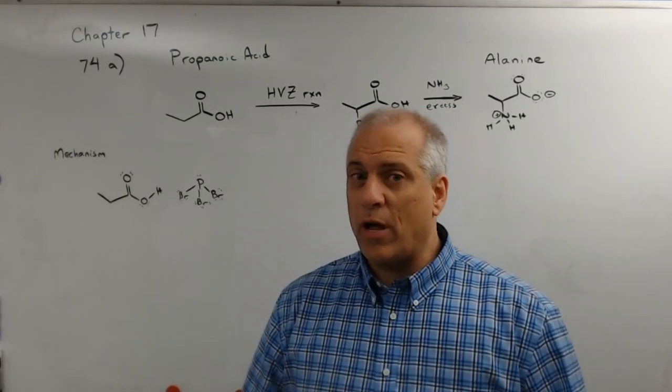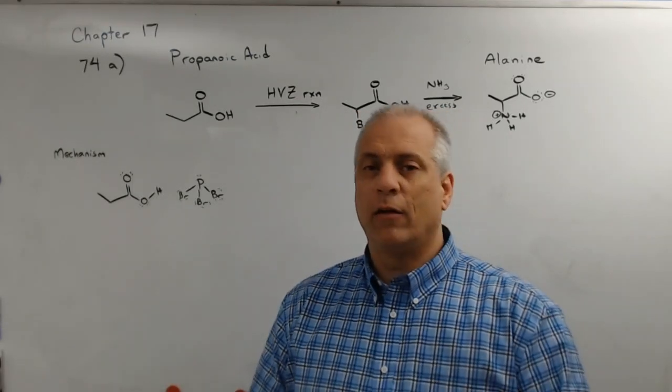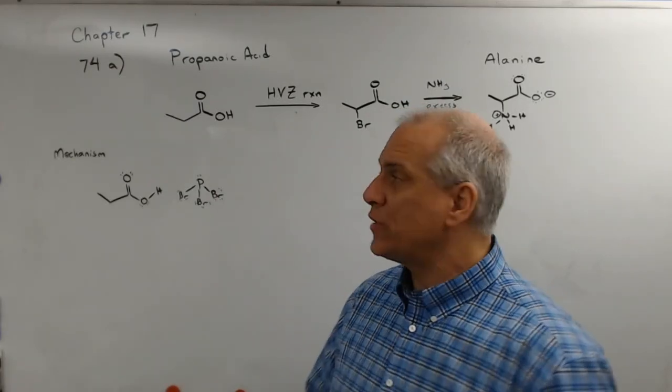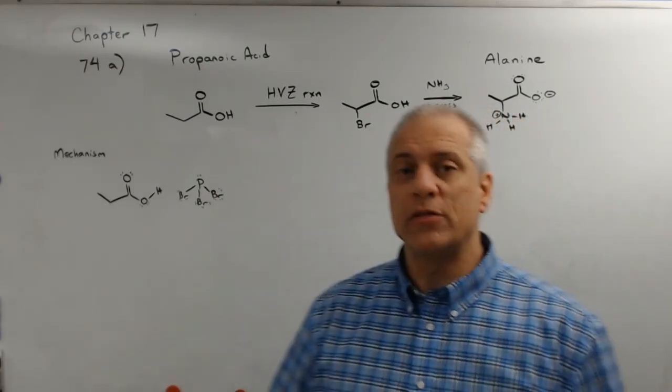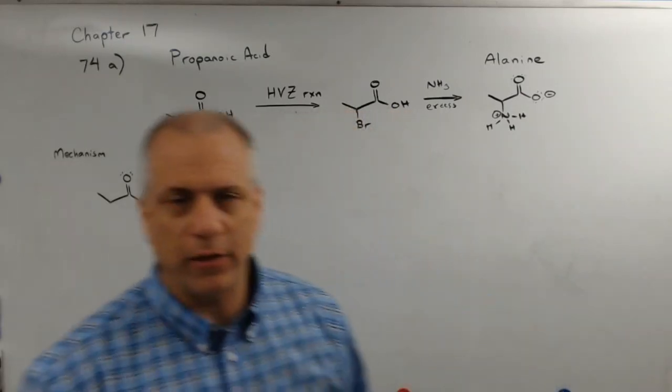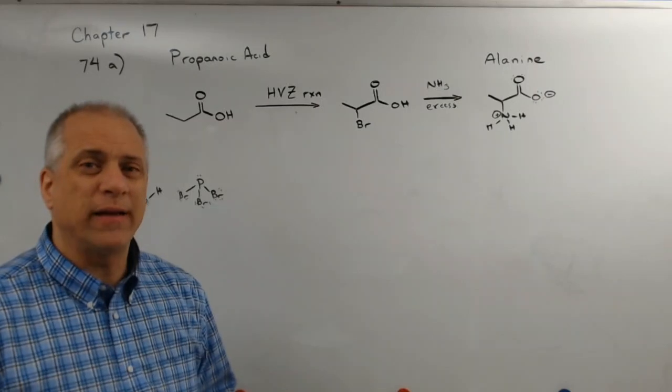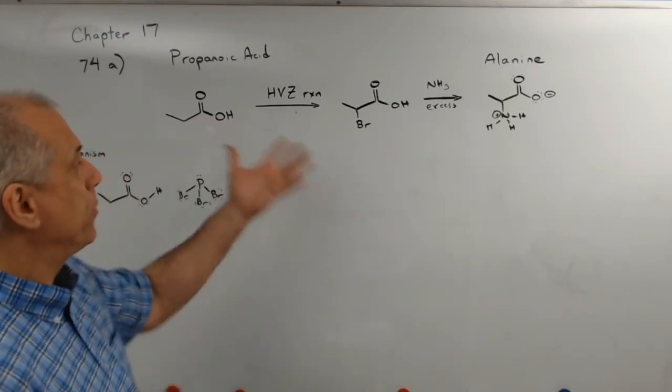Let's take a look at problem 74A from chapter 17 of the Brewis textbook. In this problem, they're asking us to synthesize an amino acid, alanine, starting from propanoic acid. Now, this is one of the more complex mechanisms. The summary is up above over here.